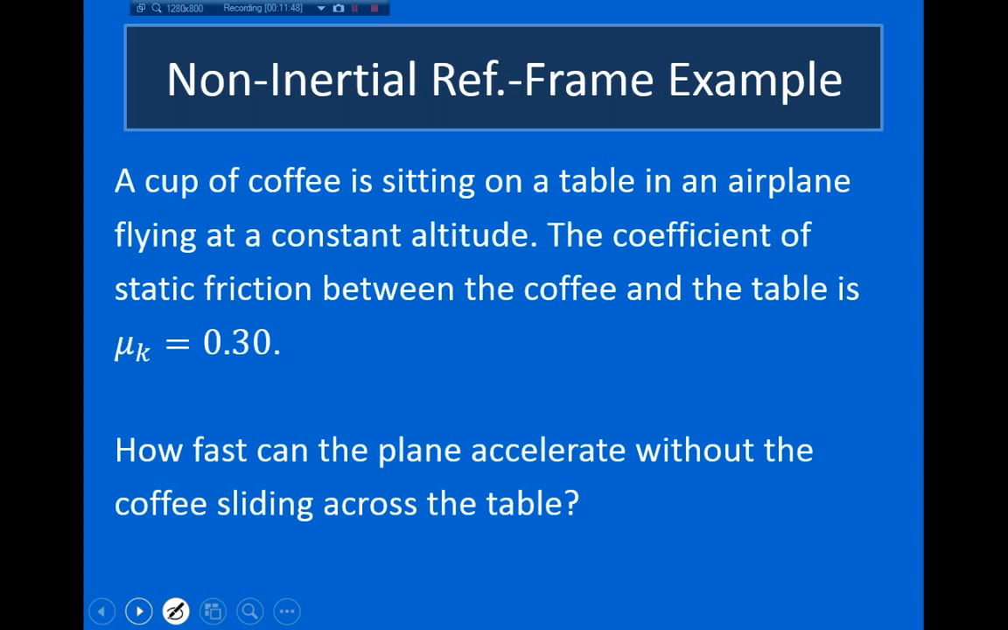Okay, so let's look at an example. This example says a cup of coffee is sitting on a table in an airplane that is flying at a constant altitude. The coefficient of static friction between the coffee and the table is equal to 0.3. This should say S. This is the static friction. How fast can the plane accelerate without the coffee sliding on the table?